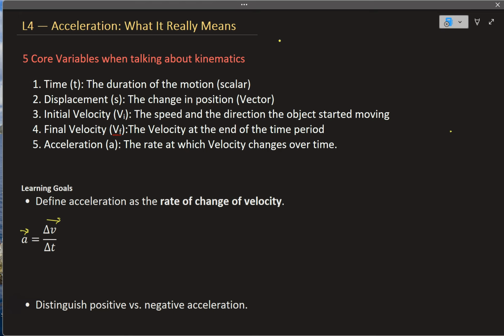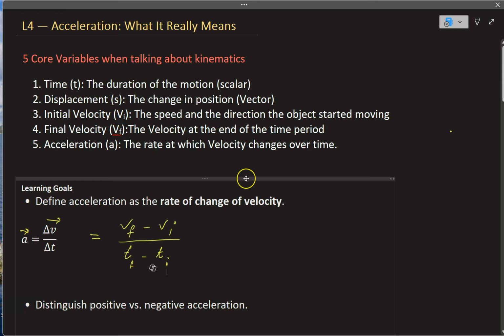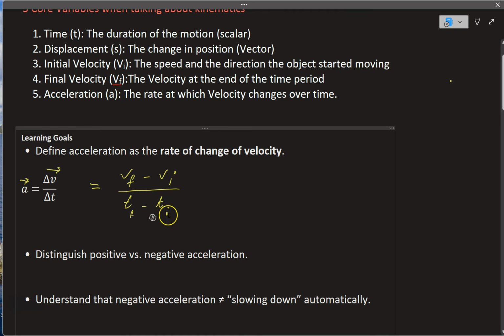Okay, now I do need to rewrite this equation and explain what delta V is. Delta V is basically the change: V final minus V initial, divided by T final minus T initial, or T2 minus T1. That's what delta means, change in velocity, delta V, and delta t, change in time. Okay, so that's that formula, and we're going to use that often.